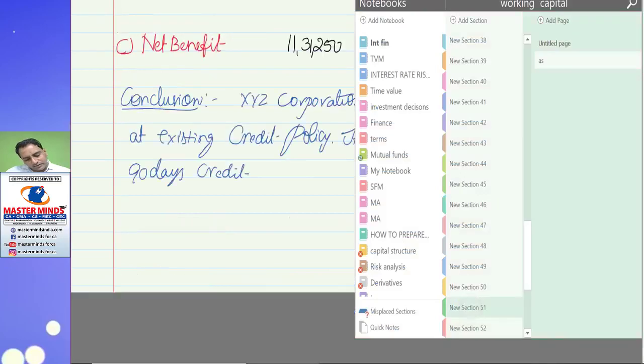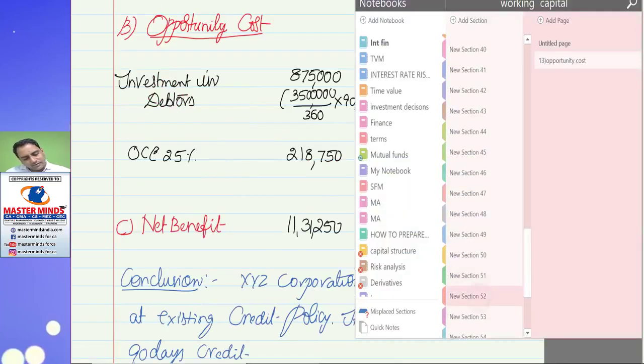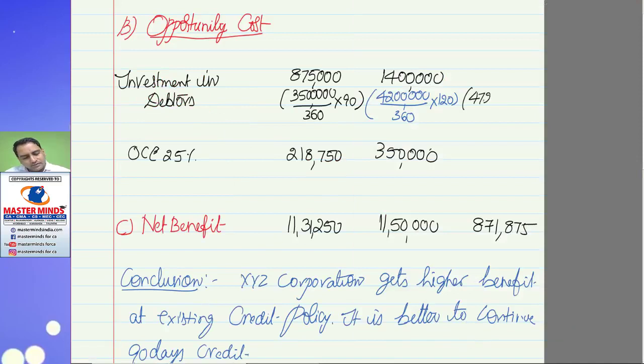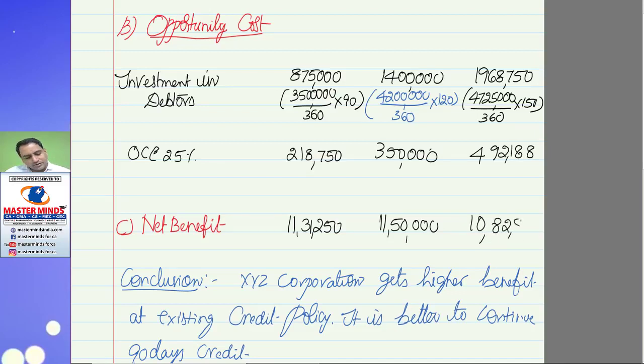$47 lakh 25,000. 47 lakh 25,000 divided by 360 into 150. 19,68,750 into 25%. 4,92,188 minus 15,75,000. So 10,82,813. So whichever is higher?